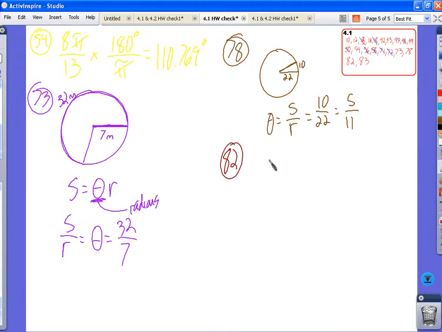Give us an angle that is 60 degrees, and a radius that's 9 feet. Arc length equals theta times radius. So we just do 60 times 9. Is that right?